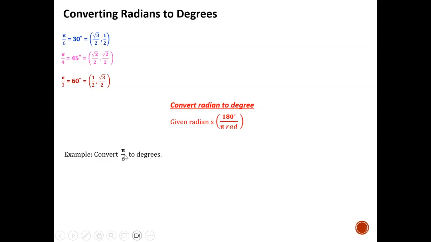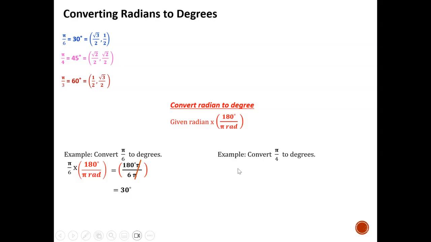Okay? Example, right? We know that pi over 6 is 30 degrees, correct? So let's see how we find it. We use a formula to convert radians to degrees. So pi over 6 times 180 degrees over pi radian. You see guys, the pi's cancel. So 180 divided by 6 will give us 30 degrees.